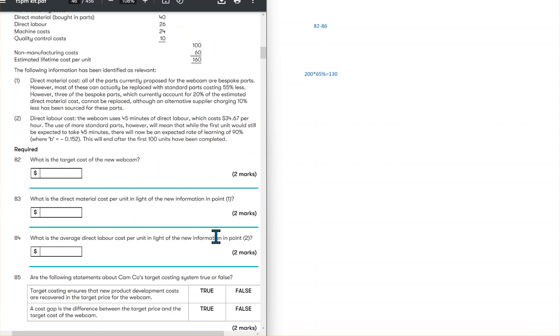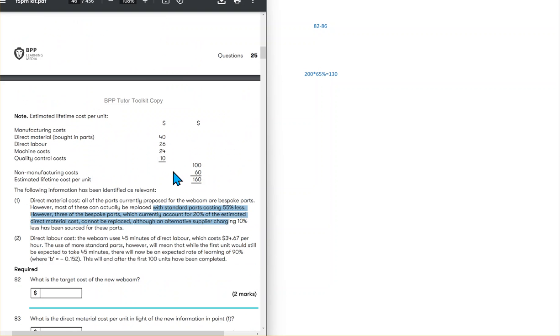Next, what is the direct material cost per unit in light of the new information? Okay, in light of the new information, our current material cost is 40. All of the parts currently proposed for the webcam are bespoke parts. However, most of these can actually be replaced with standard parts costing 55% less. However, 3 of the bespoke parts, which currently account for 20% of this estimated direct material cost, cannot be replaced, although an alternative supplier charging 10% less has been sourced for these parts.